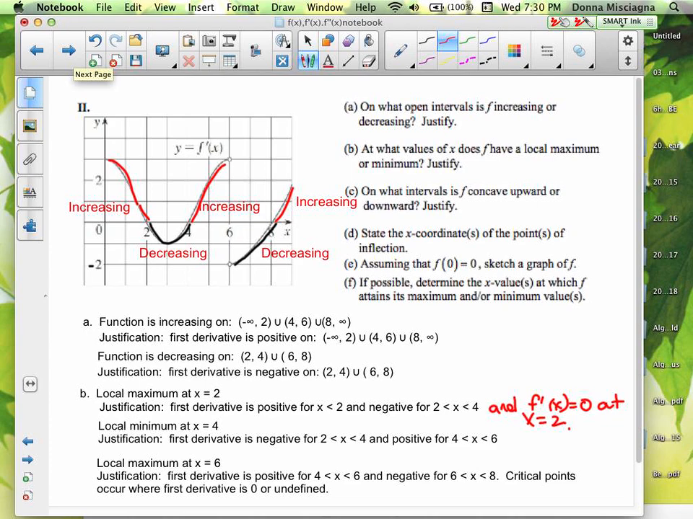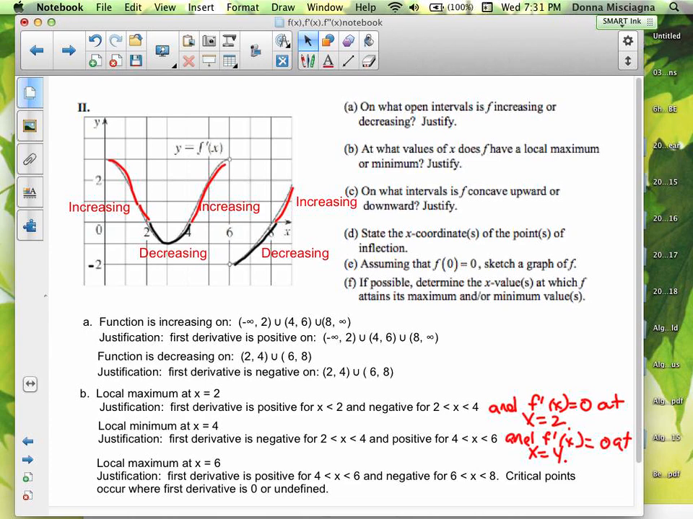We have a local minimum at x equals 4. Our first derivative is negative from 2 to 4, and positive for 4 to 6. Let me look at that, 2 to 4 and 4 to 6. I want to make sure we weren't in that big area with the gap. And f prime of x is 0 at x equals 2 and x equals 4. When I post this, it'll be posted with the additional stuff because I haven't posted it yet. All right, and then we have one more.